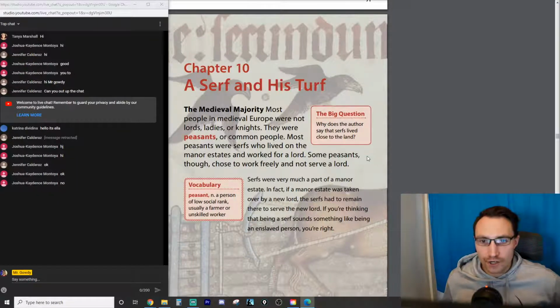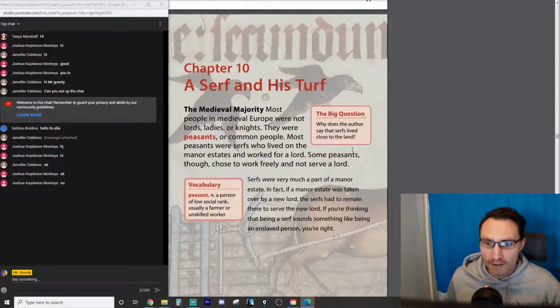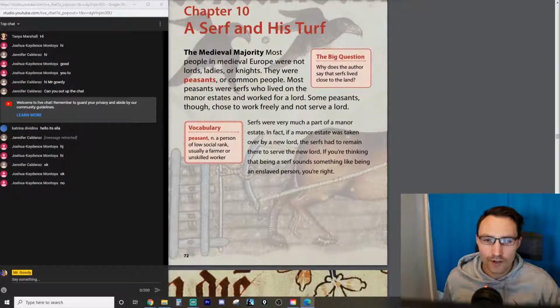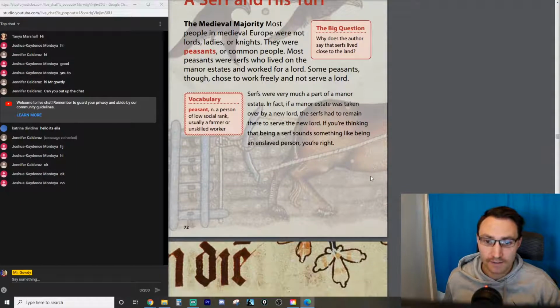Most peasants were serfs who lived on the manor estates and worked for the lord. Some peasants, though, chose to work freely and not serve a lord. Serfs were very much a part of a manor estate. In fact, if a manor estate was taken over by a new lord, the serfs had to remain there to serve the new lord. If you're thinking that being a serf sounds something like being an enslaved person, you're right.